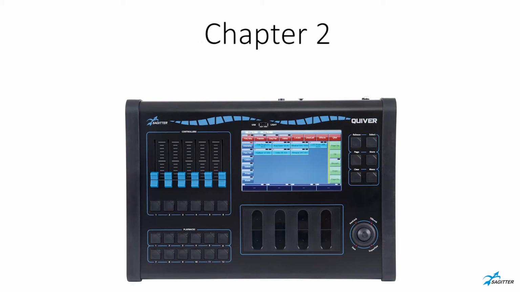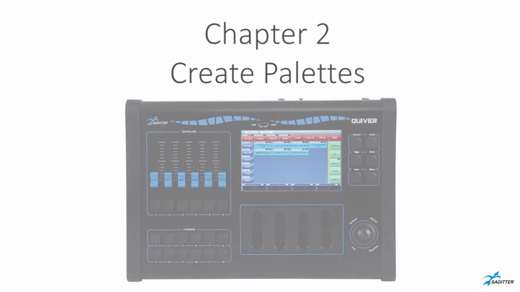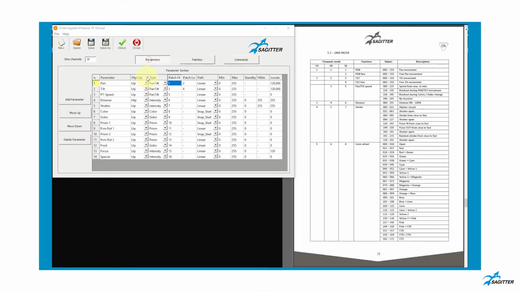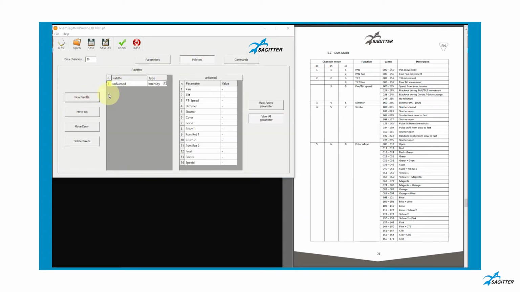Chapter 2. Create palettes. The palettes created with the fixture editor will be generated automatically when the projector is patched to Quiver. To create a new palette, click on Palette. New palette. Choose the type of parameter from the drop-down menu. Name the palette and assign the corresponding value to the corresponding channel as shown in the projector manual.